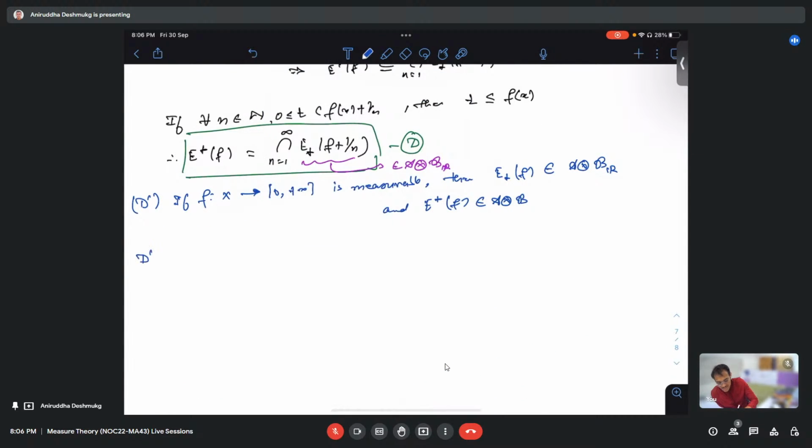So the next observation is that the graph of f. So I'll continue this. So f is already a non-negative measurable function. E upper star f difference E lower star f, this is inside the sigma algebra generated by A cross B.